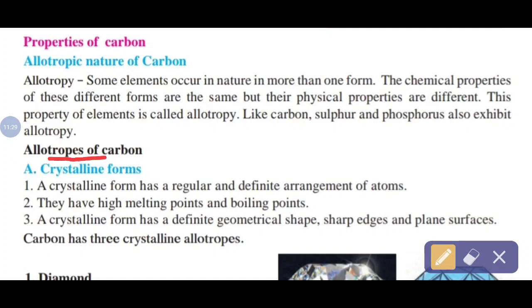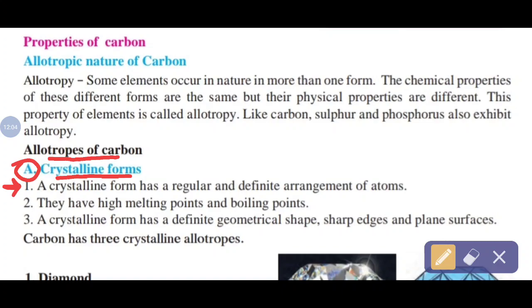So, allotropes of carbon. The first one we learn here is crystalline forms. A question is asked here for 2 to 3 marks. What are the properties of crystalline forms of carbon? Already 3 points are given here. That is the answer. What is the first point?